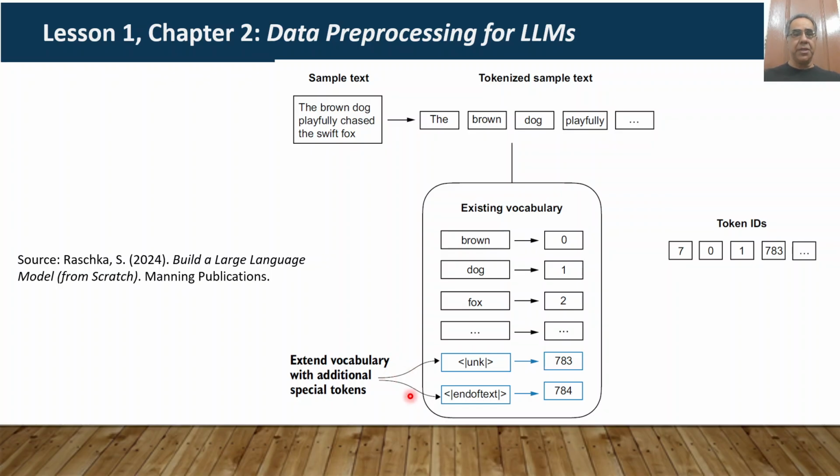The unknown token represents new and unknown words that were not part of the training data and thus not part of the existing vocabulary. The end of text token can be used to separate two unrelated text sources.